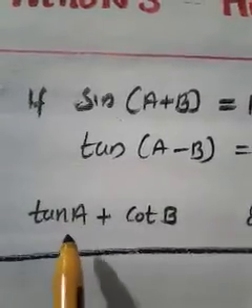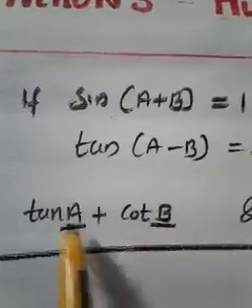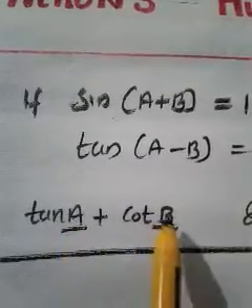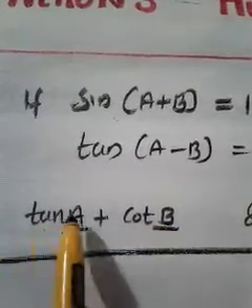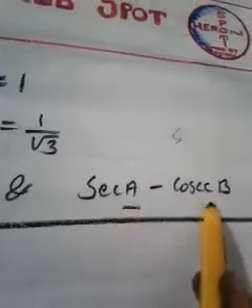In order to calculate tan a plus cot b, we need to find out the value of a and b. If you know the value of a and the value of b, then you can easily calculate the value of tan of that angle and cot of that angle. Here also we need the value of a and b, then only we can proceed, isn't it?